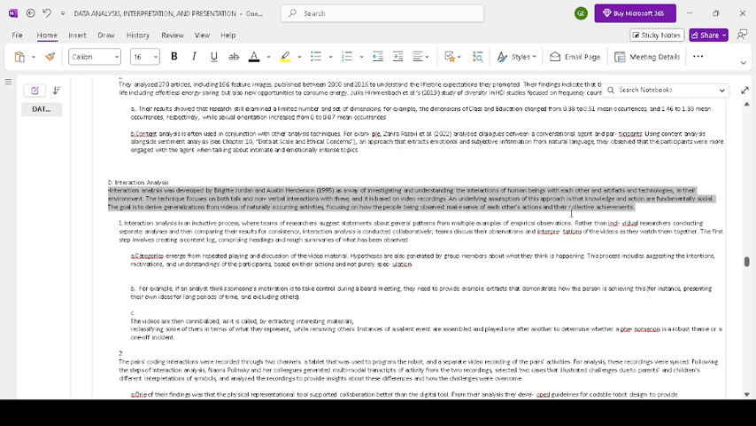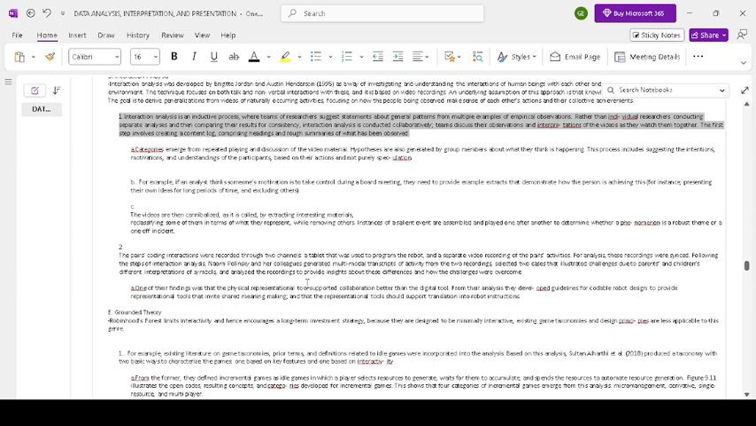An underlying assumption of this approach is that knowledge and action are fundamentally social. The goal is to derive generalizations from various naturally occurring activities, focusing on how the people being observed make sense of each other's actions and their collective achievements. Interaction analysis is an inductive process where teams of researchers suggest statements about patterns from multiple examples of empirical observation.